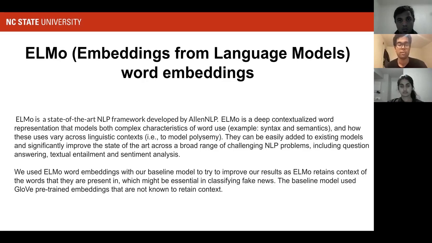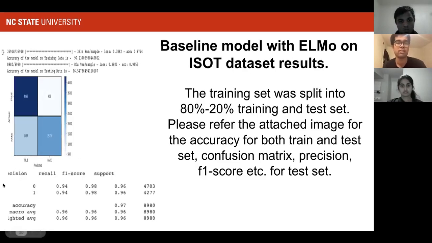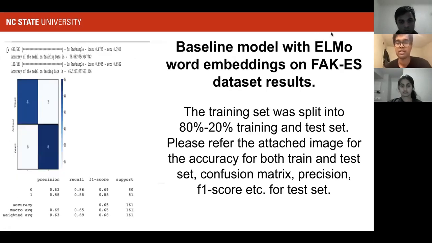So we used the ELMo embedding technique with our baseline model and tried to get an improvement on our results, similar to BERT. The results on the ISOT dataset were almost similar to the baseline model. We got an F1 score of around 0.96, and the accuracy on the testing data was around 96.54%. The result on the fakes dataset was as follows. We saw a huge improvement on the accuracy of testing data, which increased to around 65%. The F1 score was around 0.88, and the accuracy was again around 0.65 for the test set.